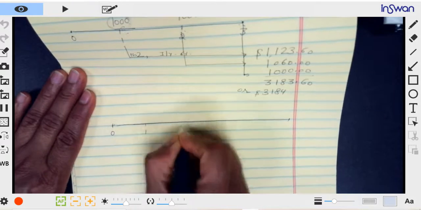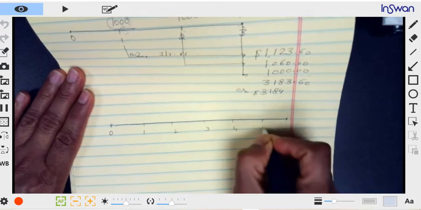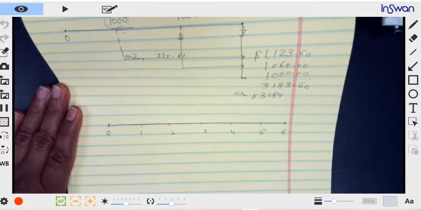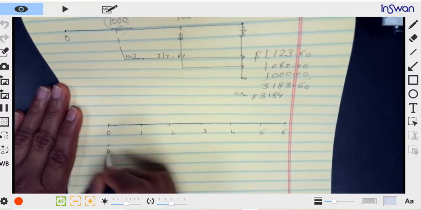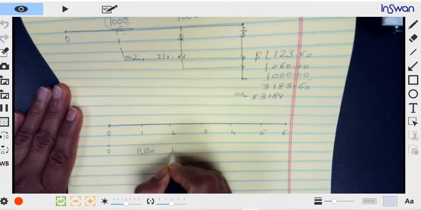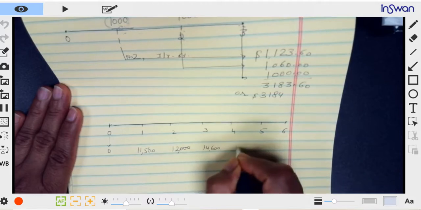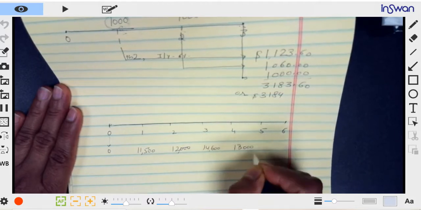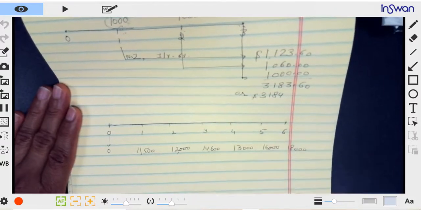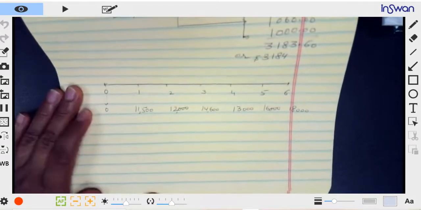T0, 1, 2, 3, 4, 5, and 6. Okay, we are interested in calculating the future value. At T0, it is 0. At 1, it is 11,500. At 2, it is $12,000. Then $14,600, $13,000, $16,000, and $18,000.